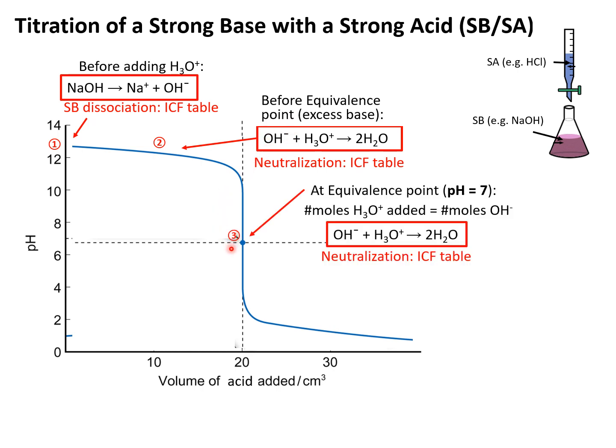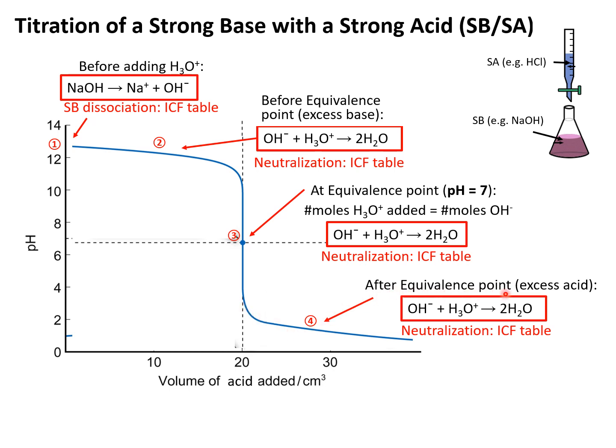At the equivalence point, we have the same reaction, hydroxide plus H3O+ produces 2 waters. However, at this point, all of our hydroxide reacts with all of the H3O+ to produce water. And since we know the pH of pure water is 7, the pH at the equivalence point will be 7. Next, after the equivalence point, the reaction is between hydroxide and H3O+ to produce water. However, at this point, the pH is determined by the amount of excess H3O+ in the system. And therefore, the solution will be acidic.